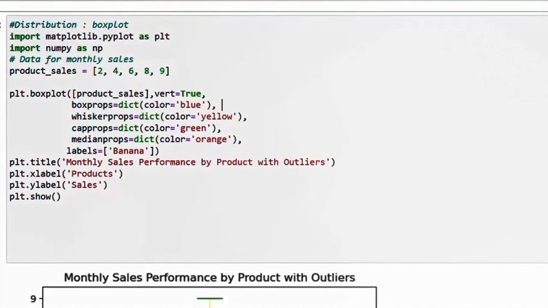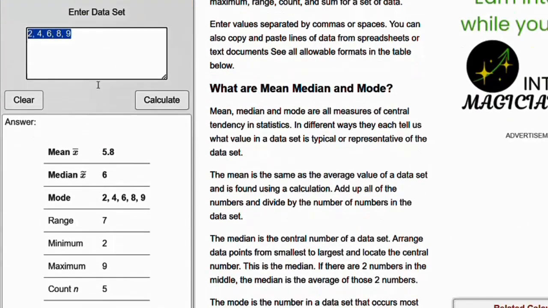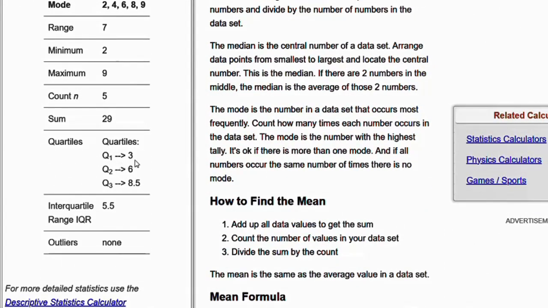So in this example we have the 5 values 2, 4, 6, 8, 9. First of all we check: there are 5 values, and the median value is 6, then Q1 is the value 3, and Q2 is 6, and Q3 is 8.5, and there are no outliers.